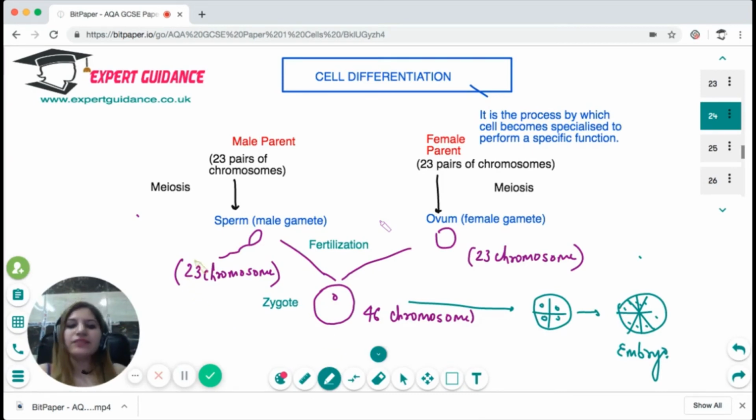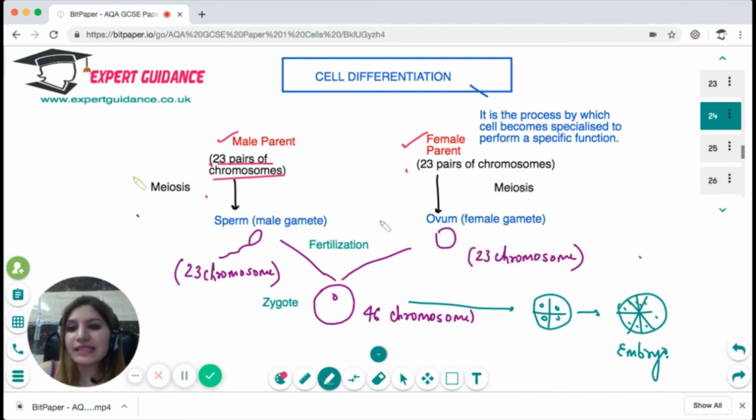Now, let me first explain what the entire life cycle of a living organism is. We have a male parent and a female parent. Both the male and female parents have 23 pairs of chromosomes. This is what you need to remember. We have 46 chromosomes, 23 pairs, of which 23 have come from our mother and 23 from our father.